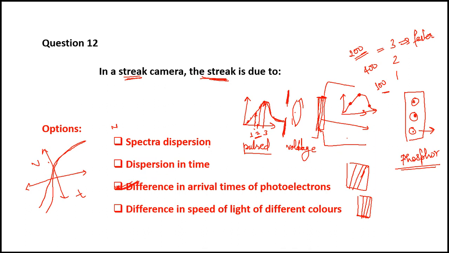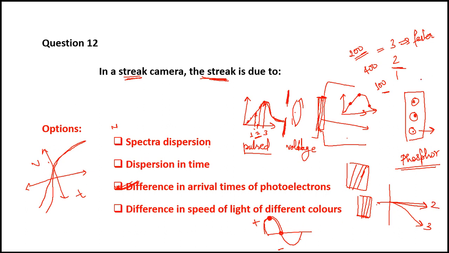Suppose here you get a streak. Suppose you apply an oscillating voltage which increases like this and decreases like this. Now when the third type has come, you have applied a positive voltage, so it has deviated to this point. So this is for the third. Now suppose when the second type of photoelectrons come, the voltage is 0, so they are not deviated at all. So this is for the second.